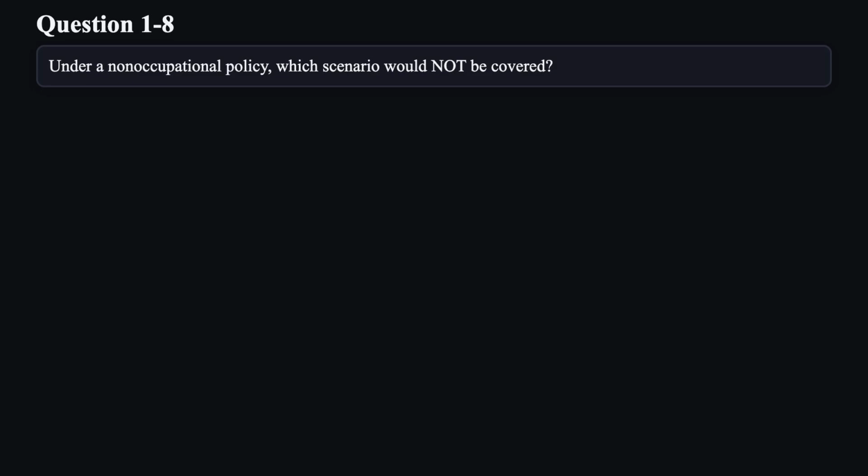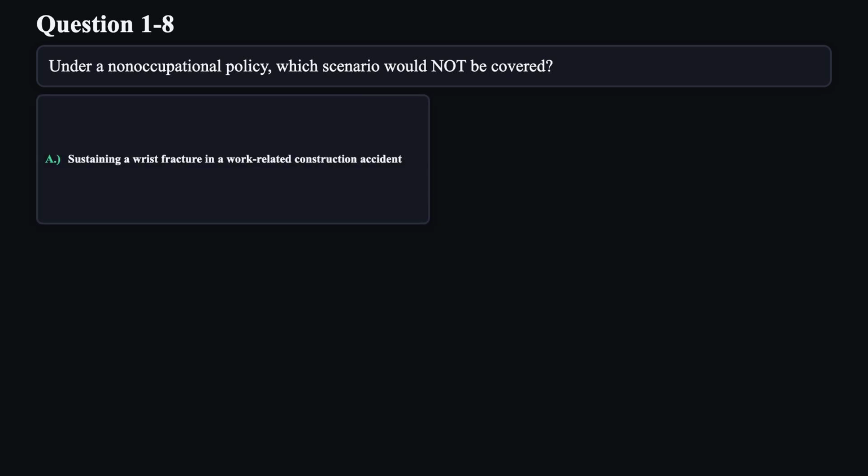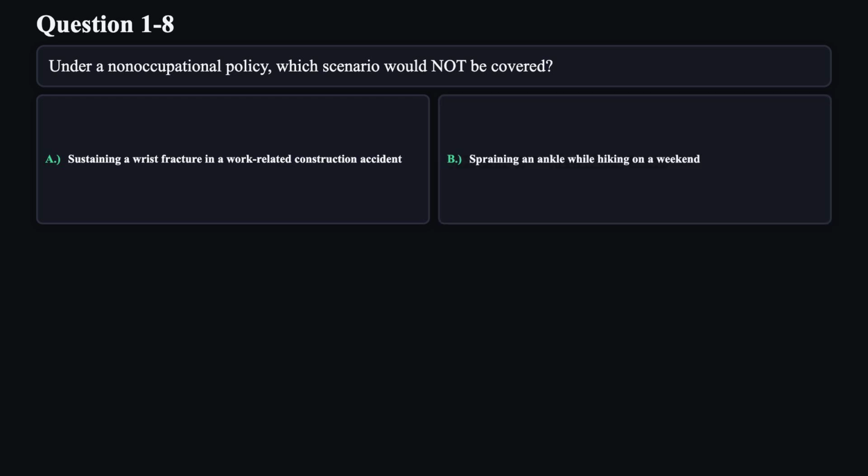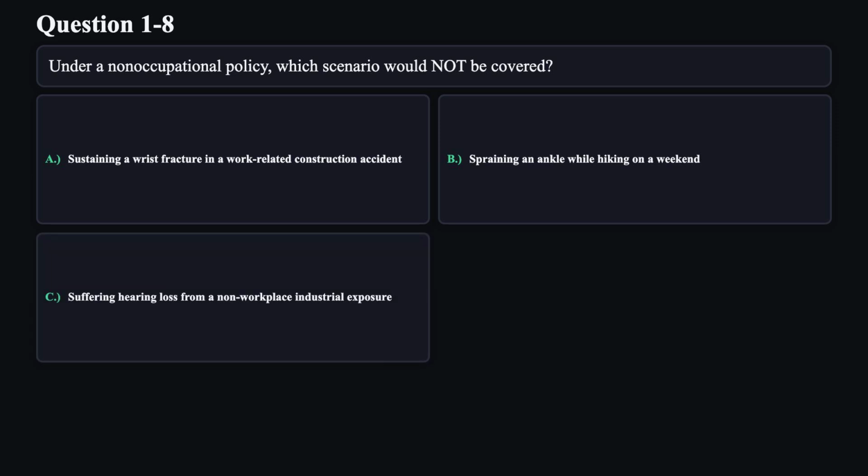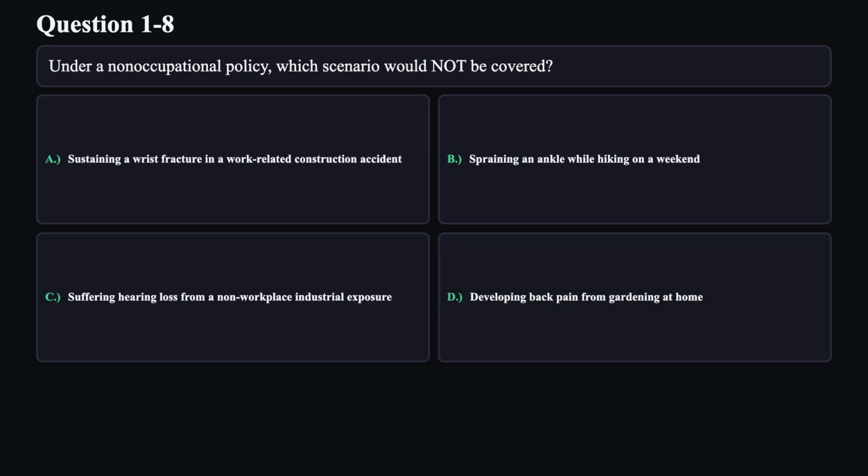Question 8. Under a non-occupational policy, which scenario would not be covered? A. Sustaining a wrist fracture in a work-related construction accident. B. Spraining an ankle while hiking on a weekend. C. Suffering hearing loss from a non-workplace industrial exposure. D. Developing back pain from gardening at home.